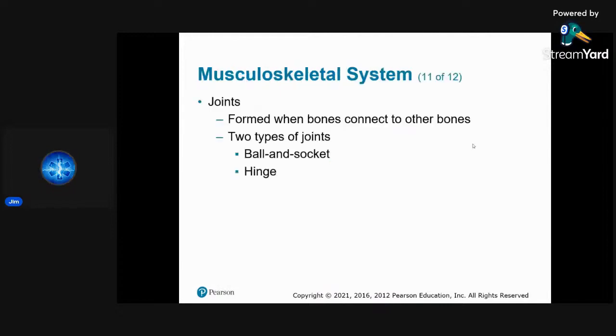Joints, formed of bones, connect to other bones. There are two types, ball and socket. We talked about one, that's your hip joint, but your shoulder joint is also a ball and socket. And a hinge joint is more like your elbow, your wrist, your ankles, and your knees.